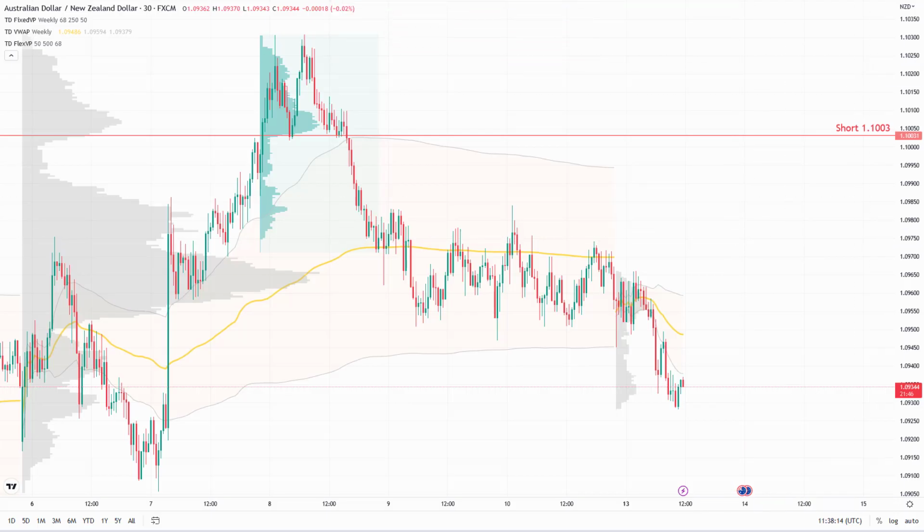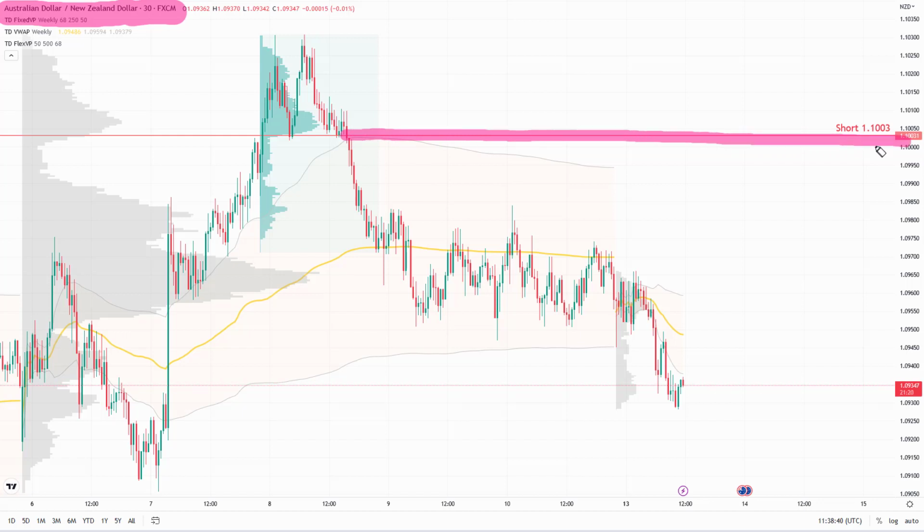So the first trading idea that I'm going to talk about is on the Australian dollar, New Zealand dollar. You can see that I'm using the 30-minute time frame. This is my favorite time frame for day trading analysis. And what I want to talk about is a resistance which got formed in here at 1.1003. This resistance is based on heavy volumes which got traded in here in this rotation.